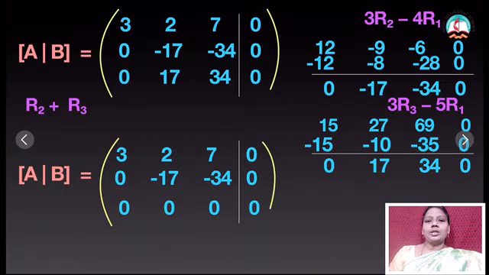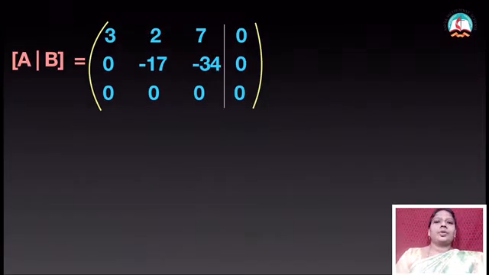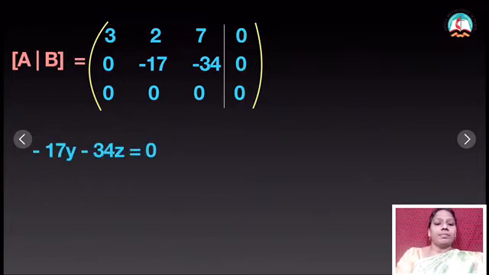Okay, so you just look at here. I have first row and the second row. What about my third row? All the entries are equal to 0. So we'll get the value of augmented matrices like this. Okay, so now we are going to apply the back substitution. So if you are taking, then minus 17y minus 34z is equal to 0.